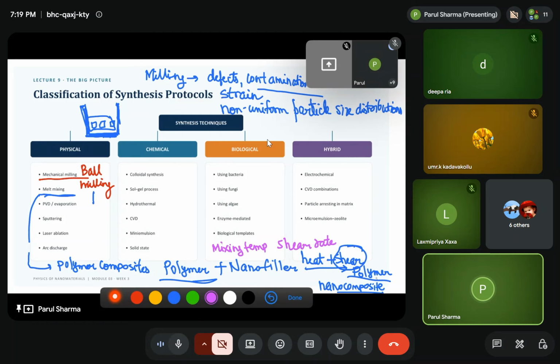Now the next is PVD. What is the full form of PVD? PVD itself is saying physical vapor deposition.